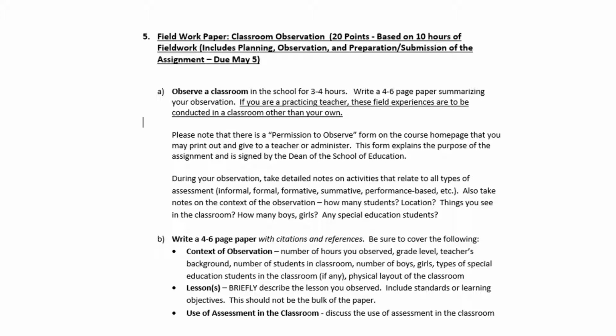A fifth assignment is your fieldwork paper, sometimes called your classroom observation. It's worth 20 points or 20% of your grade, and it's based on 10 hours of work, including 3 to 4 hours of observation, and the rest of it being planning, preparation, and submission of the paper. So what you're going to do is go in and observe a classroom in the school for 3 to 4 hours and write a 4 to 6 page paper summarizing your observation.